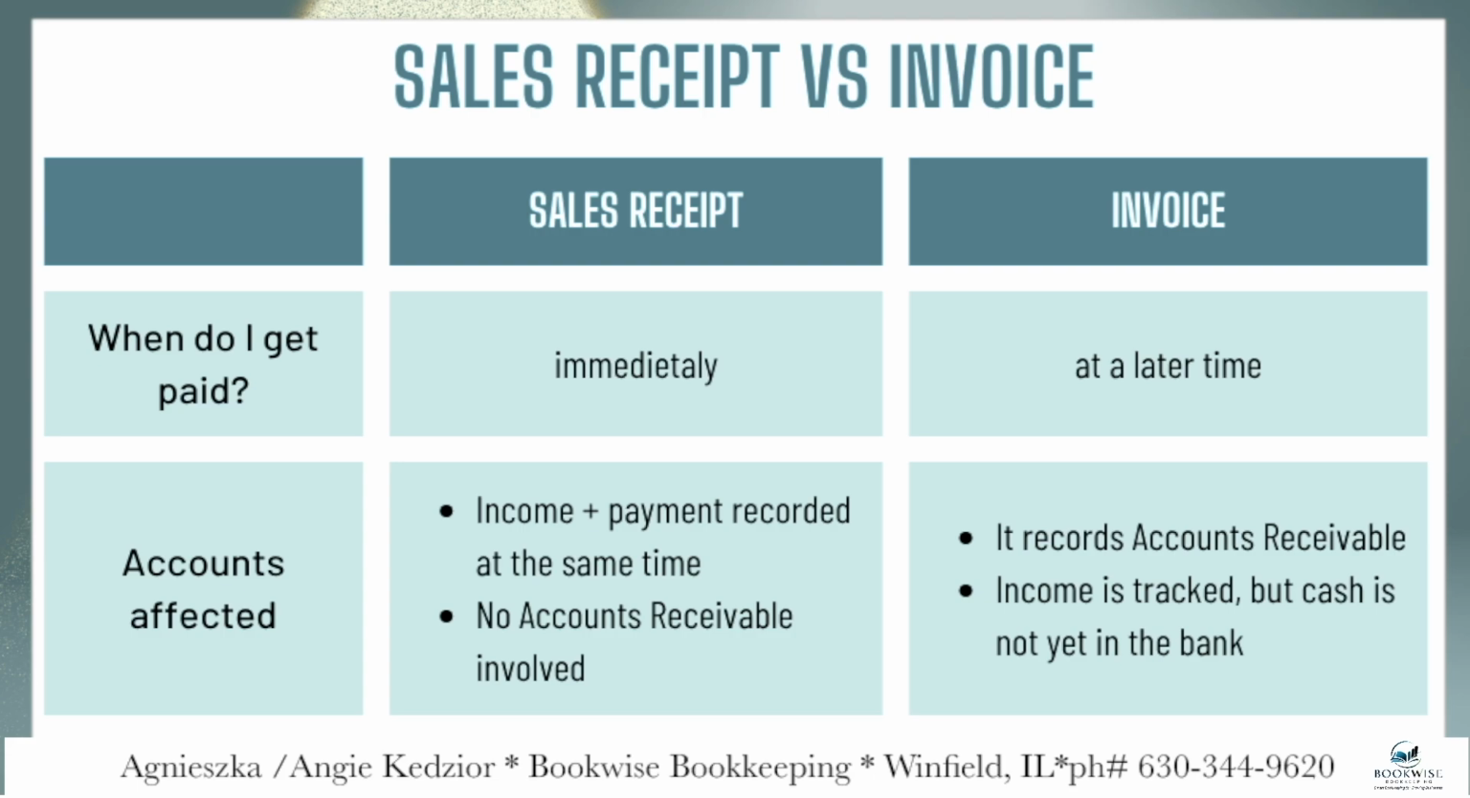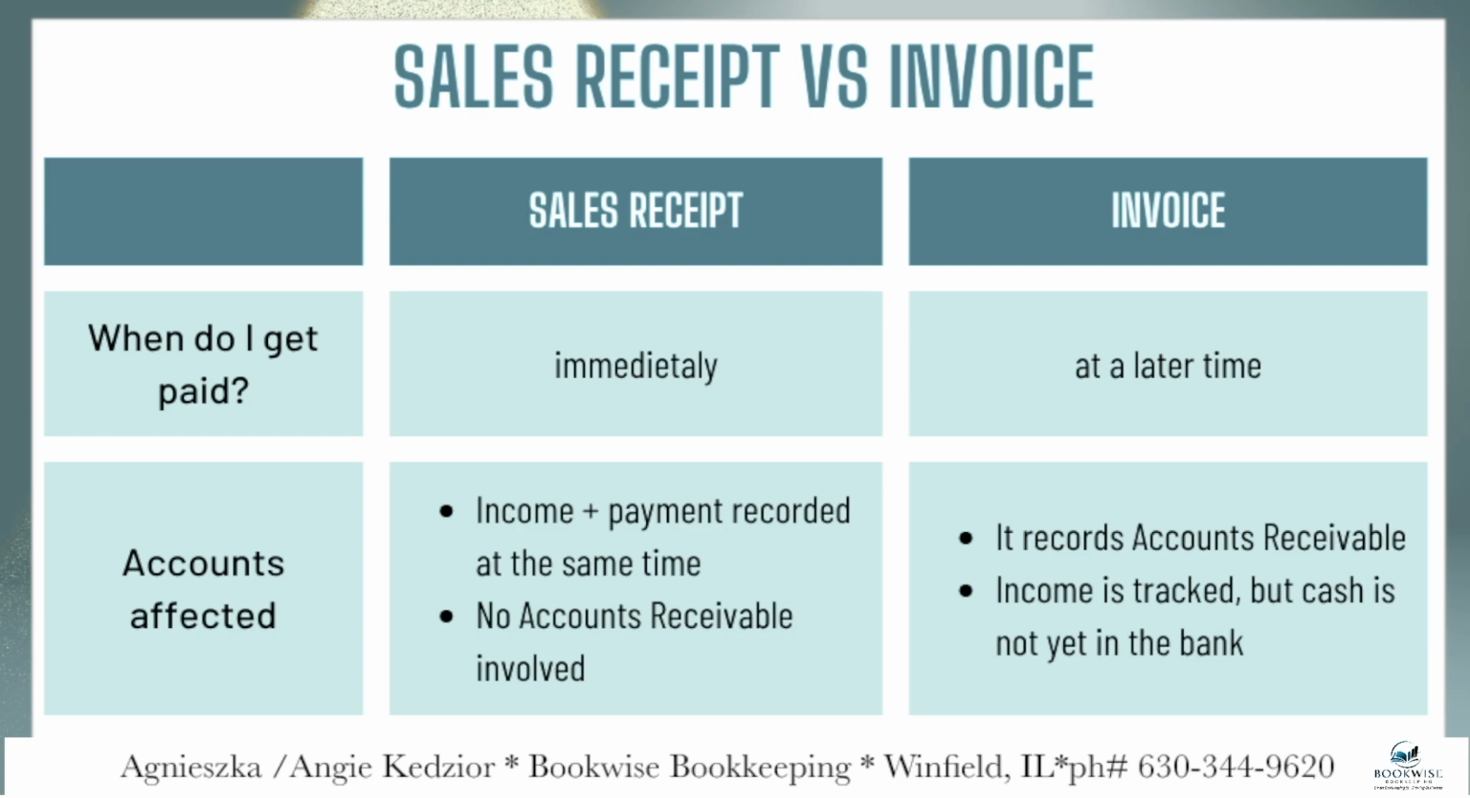An invoice, on the other hand, is used when you've done the work or delivered a product, but you still haven't been paid. So for example, you send a bill to a client and they're going to pay you next week or maybe in 30 days, even though you've delivered a product or a service. In QuickBooks, that invoice sits in accounts receivable, which basically means the money is expected, but it hasn't hit your bank account. So it only records the income, but it does not record payment. So essentially what an invoice is telling you is, I'm waiting to get paid.